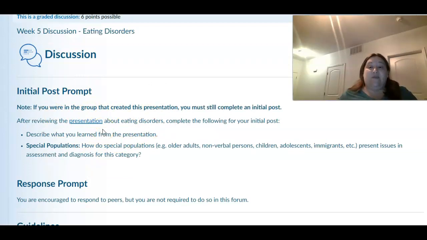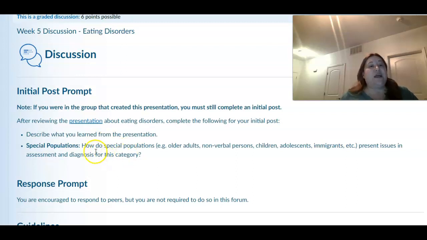And then everyone in the class will be going and looking at each of the presentations. Of course, if you're in the eating disorders group, you don't have to respond to this particular post, but one person from your group must upload the presentation here. But then you will review the other two presentations. So every person in the class must review and respond about what they learned from the presentation and answer the specific question for that presentation.